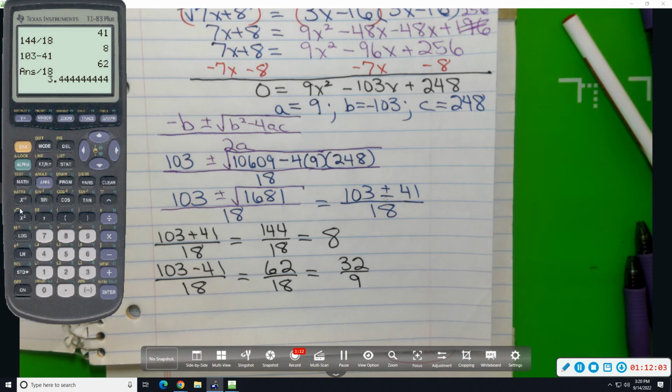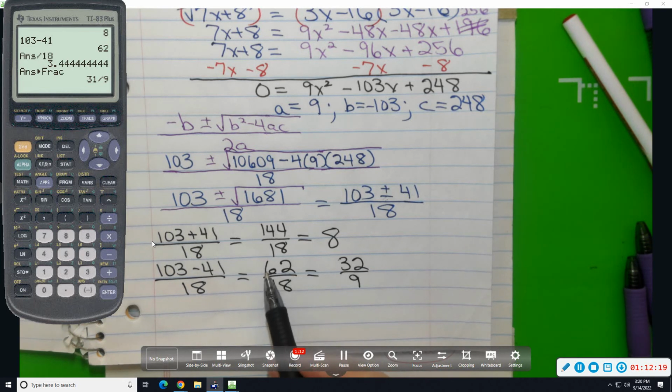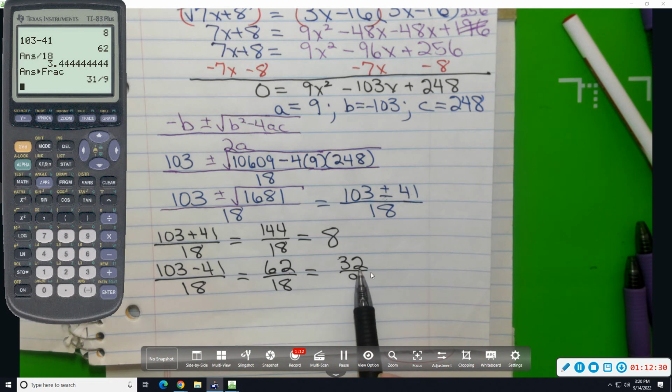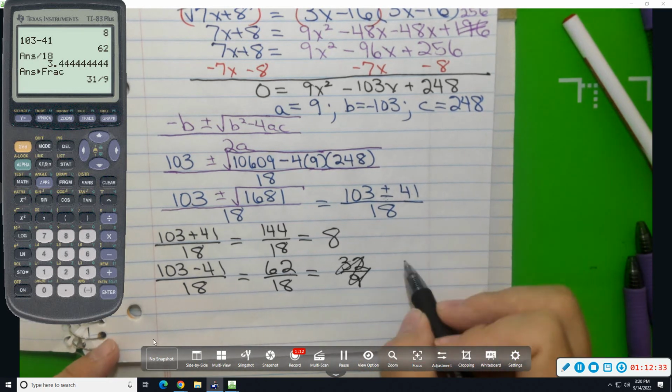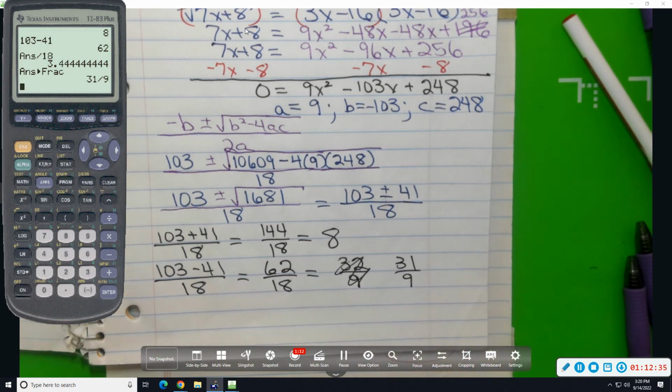If I hit math, that first thing says arrow fraction. That's convert to fraction. Now I go enter, it'll convert it as a 31 over 9. 31? 31. Yeah, you're right. Well, look at that. I was just saying my mental arithmetic wasn't that bad anymore. 62 divided by 2, what did I get? 32, it should have been a 31. That's why I did that on the calculator, so you could spot your mistake.